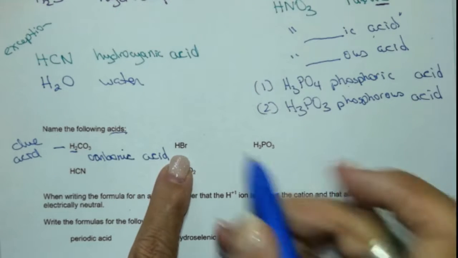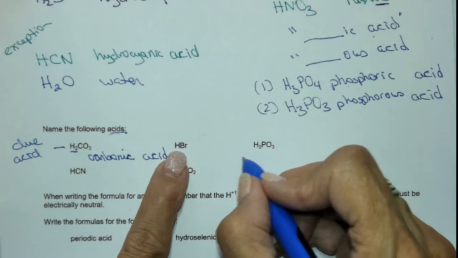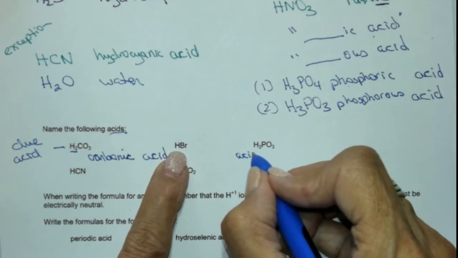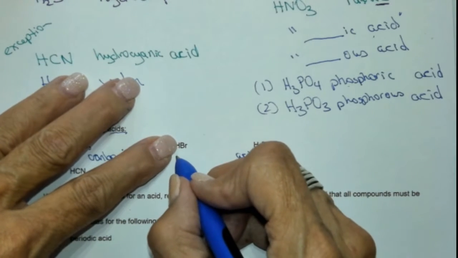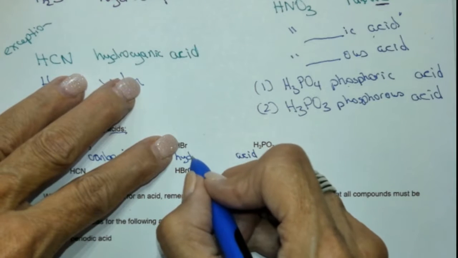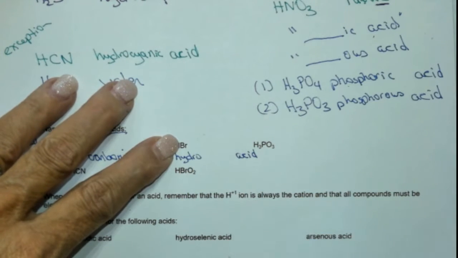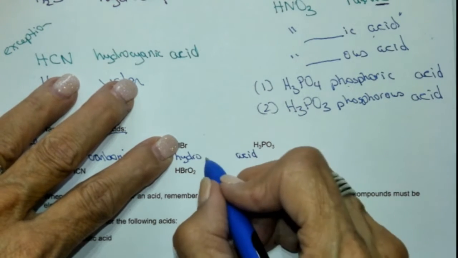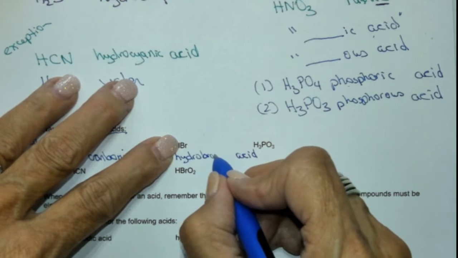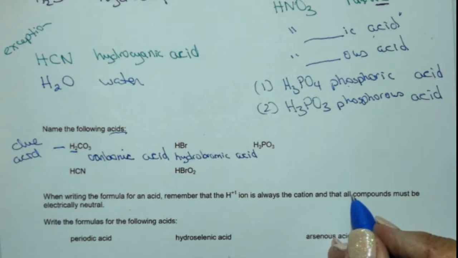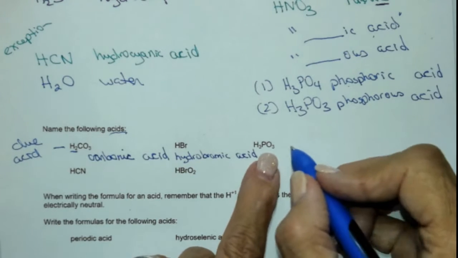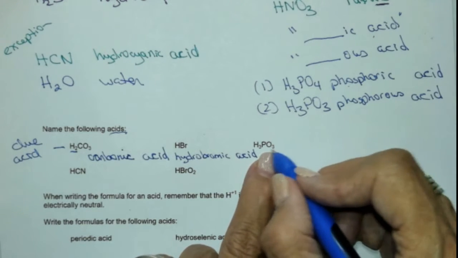Going to your right, I see H. This is acid. I see that it's followed by an element, therefore I use hydro. This is bromine, change the ending to bromic. Acid. We have already named this guy.